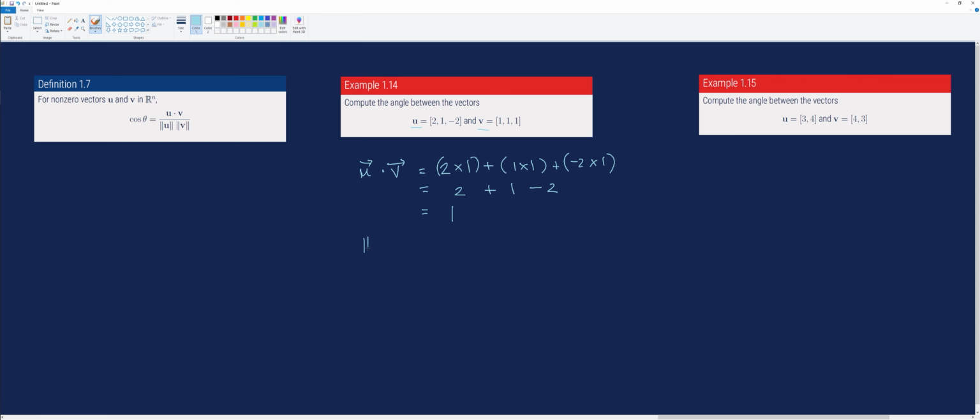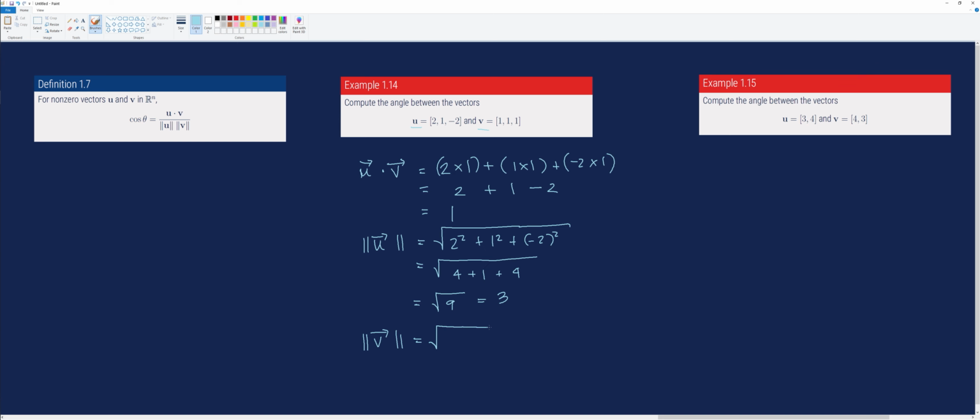Next, we get the norm of vector u, which is equal to the square root of 2 squared plus 1 squared plus negative 2 squared. This is equal to square root of 4 plus 1 plus 4. And we get square root of 9, which is equal to 3.